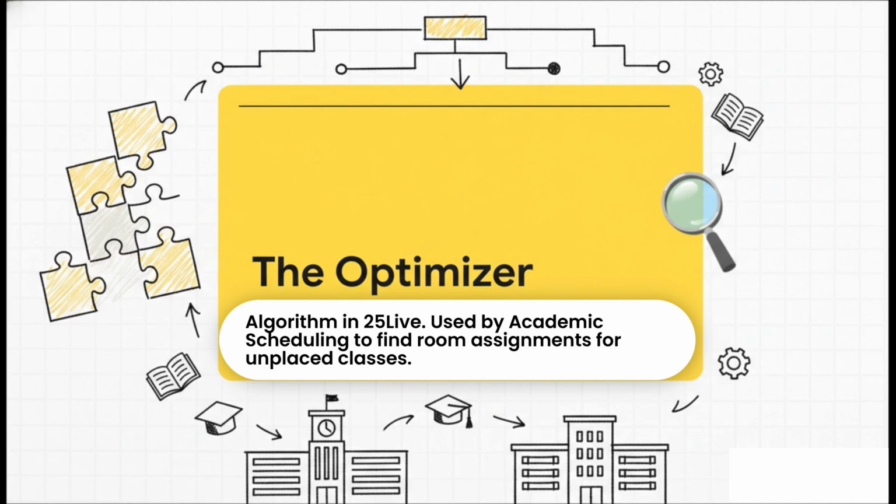It's basically this super smart algorithm in 25 Live. It looks at all the leftover classes and all the empty rooms, runs a whole bunch of calculations, and finds the best possible fit for most of them. It does a ton of the heavy lifting for us.